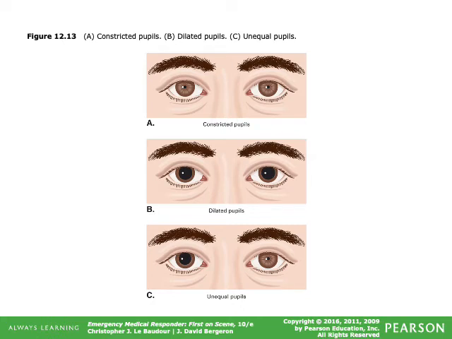Alright, dilated pupils you've got here. Again, you can refer to the chart for the different causes of dilated pupils. And this is unequal pupils. One pupil is much larger than the other. This is pretty common in head injuries or strokes.